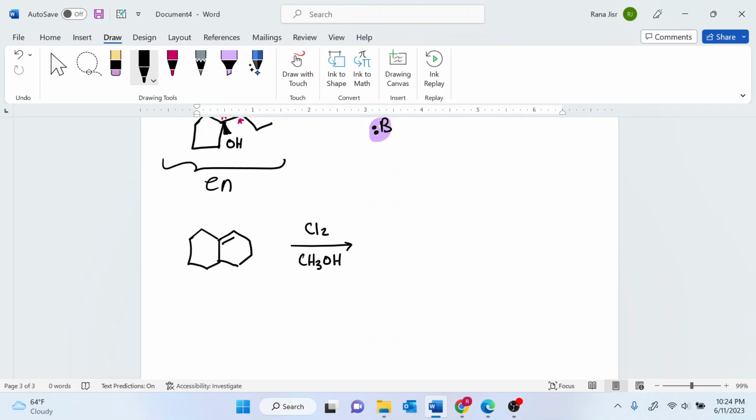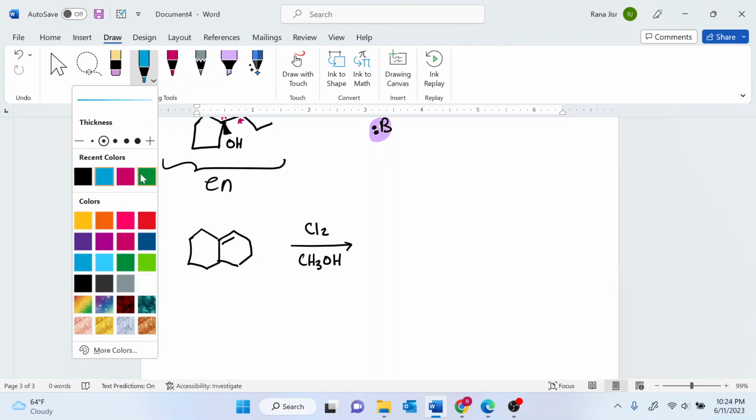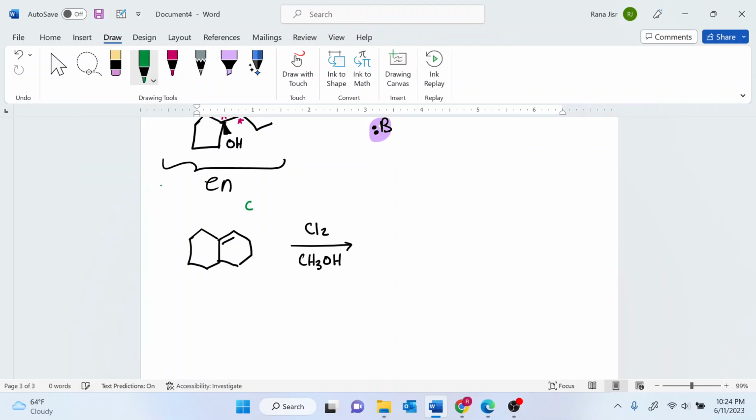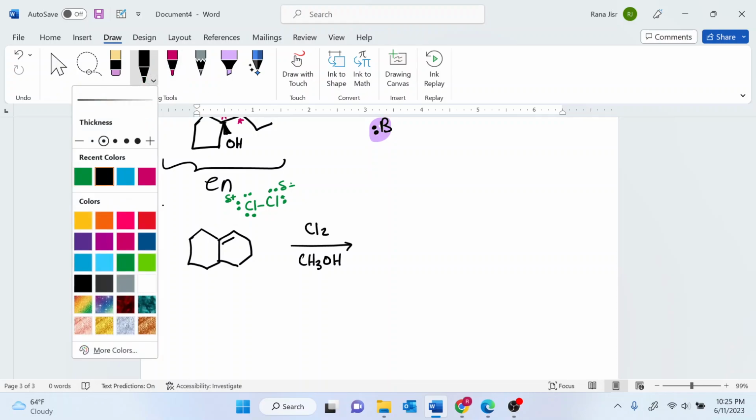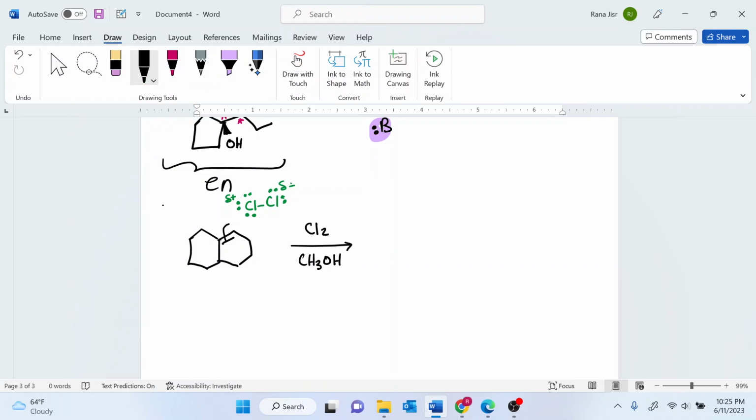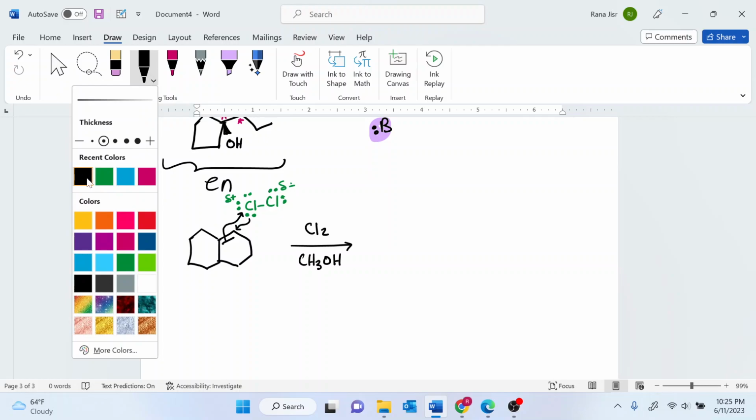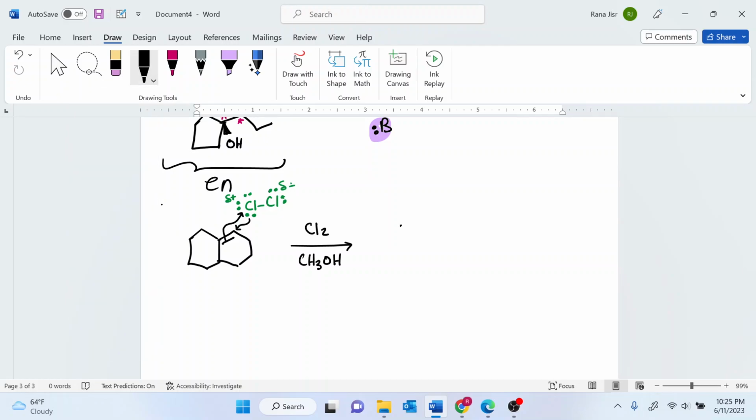Okay, so the idea is exactly the same. You are going to first add the chlorine and then add the alcohol, because the alcohol will be found in a higher concentration than that of the chlorine. So this is going to be our partial positive, and the double bond is going to open up, pick up the chlorine, and the lone pairs are going to close. So you're going to be forming the cyclic chlorinium ion in this case.